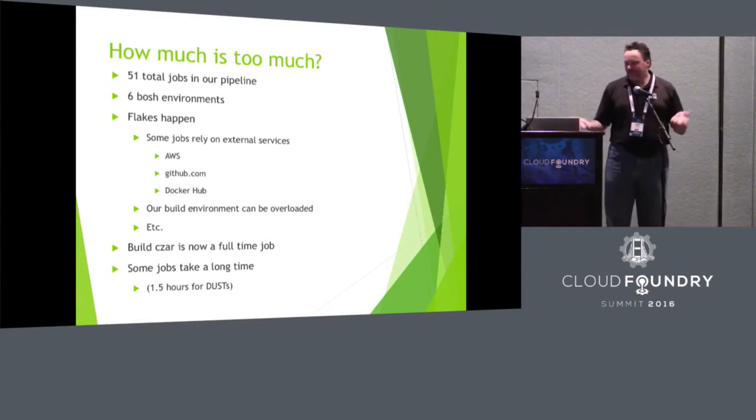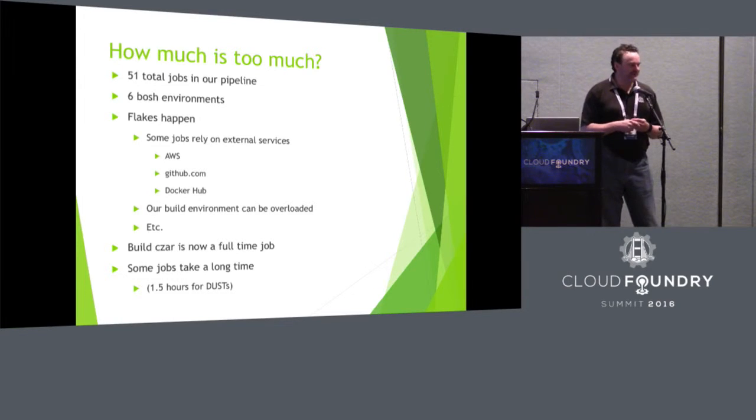So looking again at our pipeline, it's pretty massive. We said we do have 51 jobs in the pipeline. We do have six, if not more, Bosh environments that we are deploying to. Is that too much? Because we know flakes happen, there are a bunch of external dependencies. We depend a little bit on AWS when we do deployments. We depend on GitHub being available, Docker Hub being available to test all the Docker tests. So there are flakes, right?